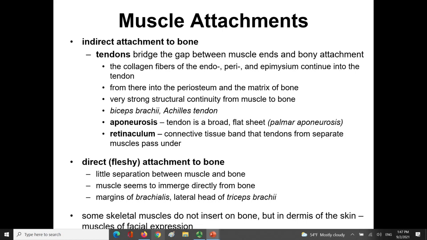Now, if you have a direct, or sometimes called a fleshy attachment, it means there is no tendon playing a role. So there is a little small space of separation between the muscle and the bone. And the muscle seems to emerge almost directly from the bone. Your brachialis and your triceps brachii are two examples of this. There are some skeletal muscles that do not insert into bone, but into the dermis of the skin. And this is many muscles that we see when we're talking about our facial expressions.